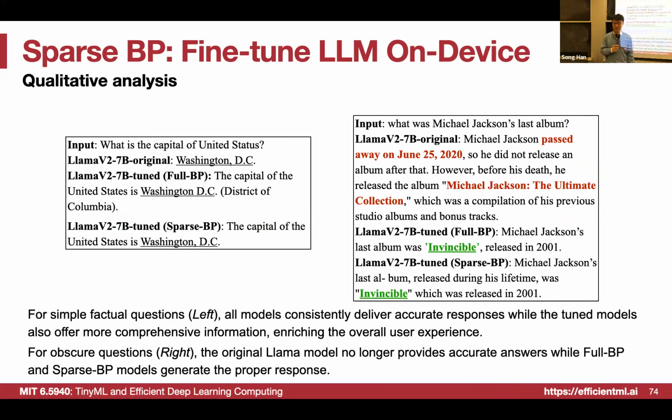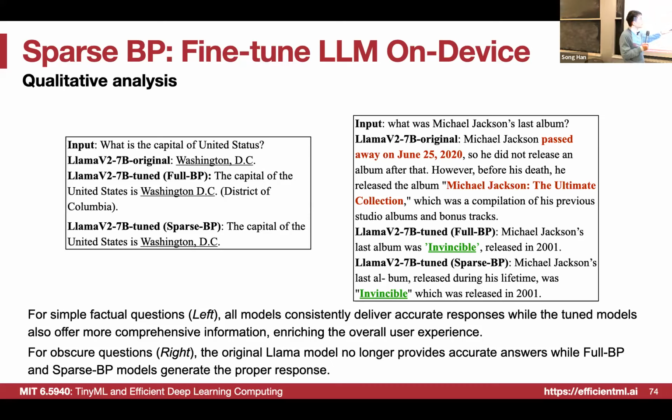Here are some fun examples about sparse backpropagation, about fine-tuning a large language model on device. We do some qualitative analysis. The input is, what is the capital of the United States? The original Llama 7B says Washington, D.C. Full backpropagation also answered correctly. Sparse BP also answered correctly. So for simple questions, all models consistently deliver pretty accurate responses.